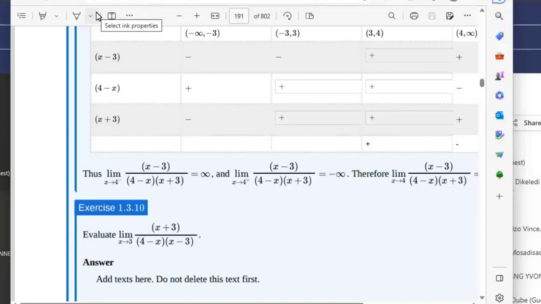Vince, your hand is up. Please talk to us. Hi, sir. Please explain again why are we avoiding 4 if we're coming from the right, approaching 3? Why are we avoiding 4, when we are approaching 3 from the right? Yes, coming from the right.